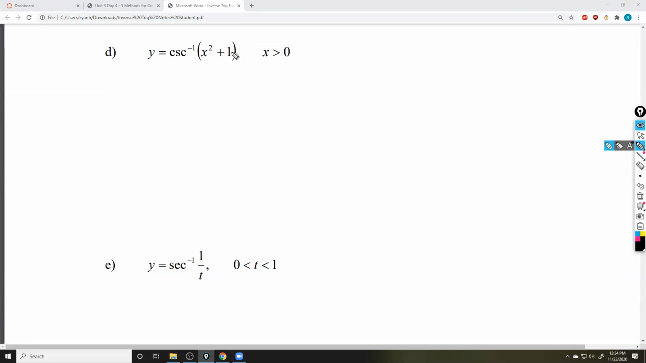Cosecant inverse of x squared plus 1. All right, so our derivative rule for cosecant is negative 1 over the absolute value of the thing times the square root of the thing squared minus 1. What is the thing that we're working with? We're working with x squared plus 1. So x squared plus 1 is going to go in these parentheses.